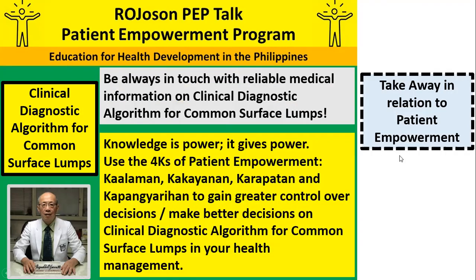So takeaway in relation to patient empowerment: always be in touch with reliable medical information on the clinical diagnostic algorithm for common surface lumps. Knowledge is power. It gives power. Use the four Ks of patient empowerment: kaalaman, kakayanan, karapatan, and kapangyarihan to gain greater control over decisions and make better decisions on clinical diagnostic algorithms for common surface lumps in your health management.